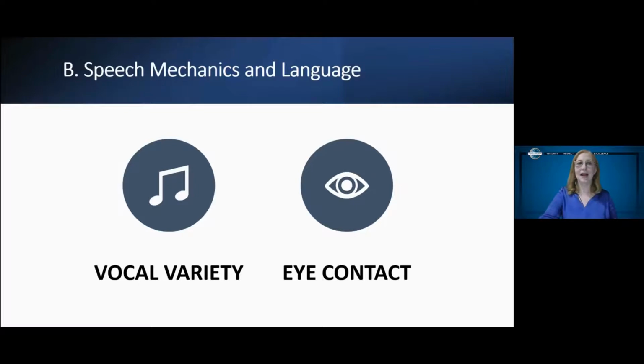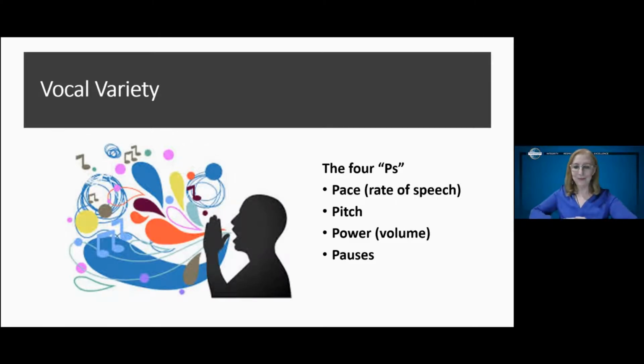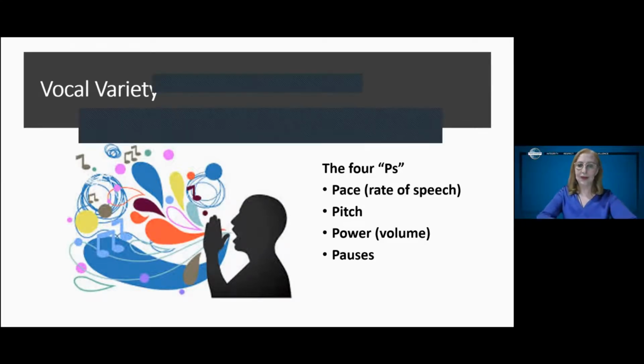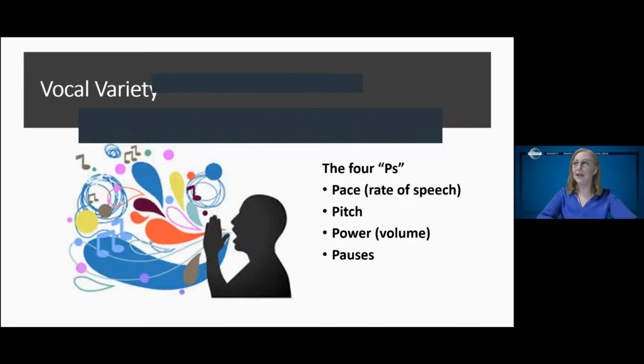Vocal variety, I usually try to remember it as the 4 Ps, just in case I get to a meeting or a contest and I've forgotten what I need to think about. It's always good to have a mnemonic device like the 4 Ps. The pace, which is the fast, slow, the pitch, the high, low, the power, the power is the volume of the speech, and the pauses.